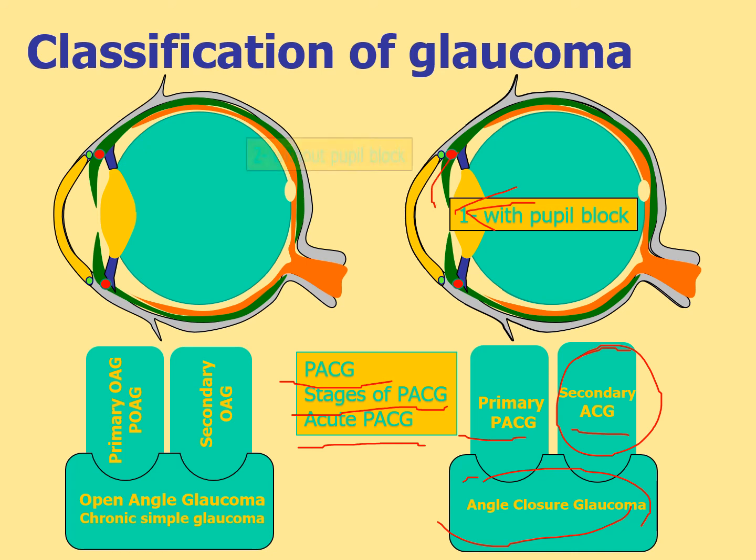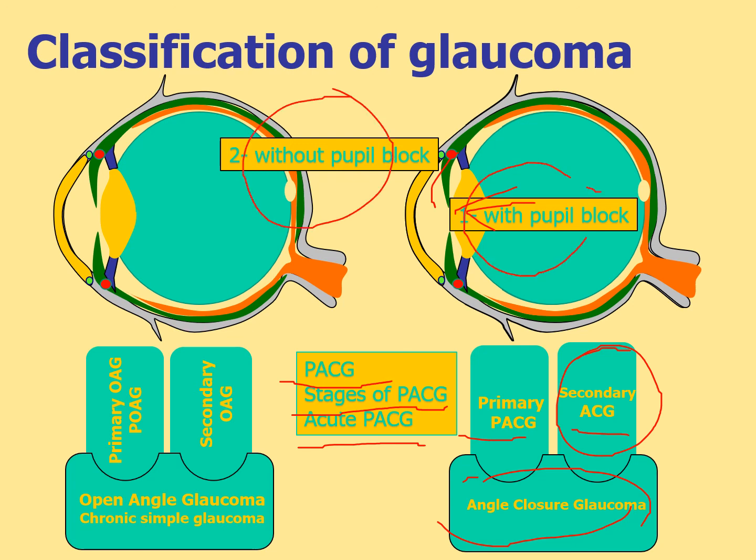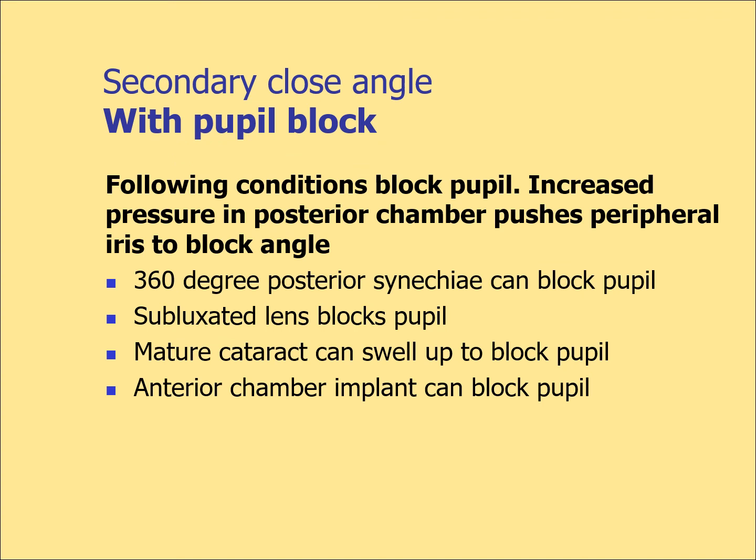The second mechanism is pulling of the iris because of the contraction of a membrane in the angle, and that membrane can pull the iris towards the cornea and can close the angle, causing angle closure glaucoma. So secondary angle closure glaucoma can be with pupil block and can be without pupil block because of the pulling of the peripheral iris. First we will discuss secondary angle closure glaucoma with pupil block.